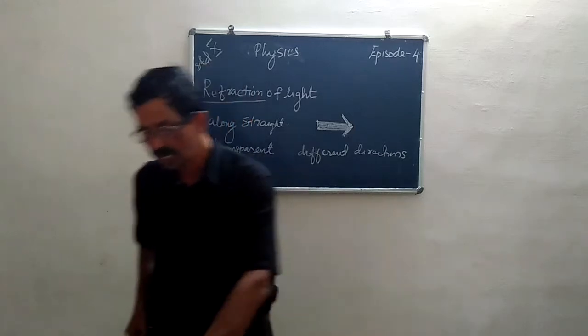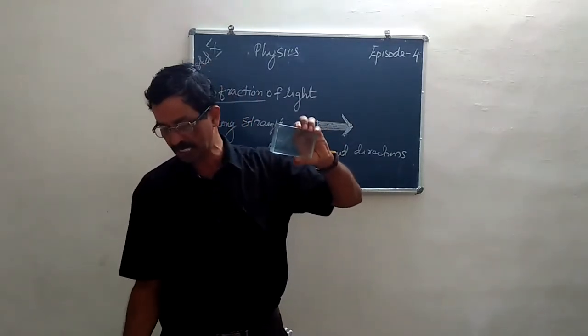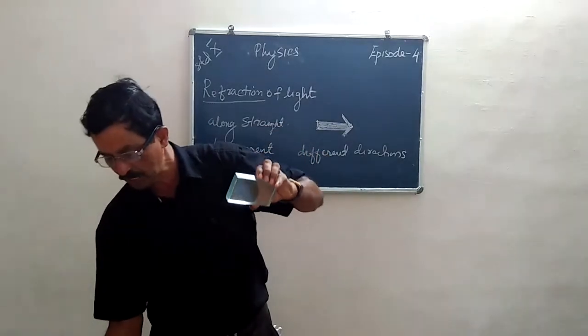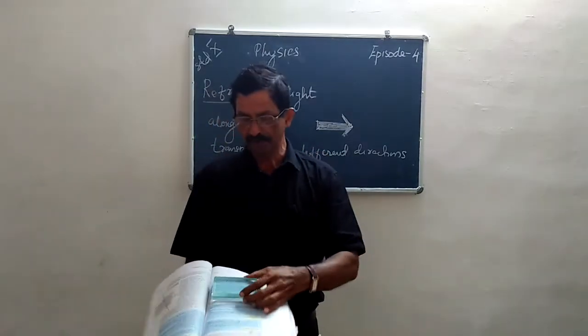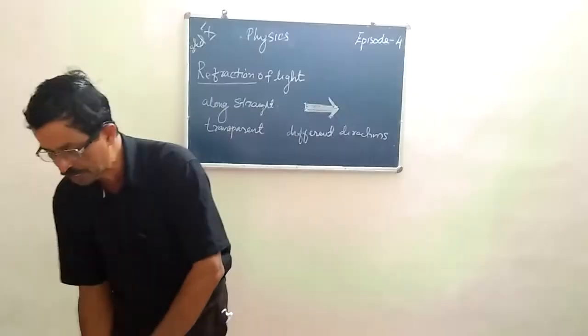Now, one more example of refraction. Suppose I place this glass slab over these writings. When you place it in this way, you can see the letters appear to be raised. That means the letters in the glass slab appear to be raised. These are all due to refraction.